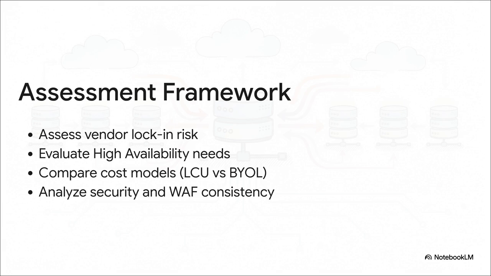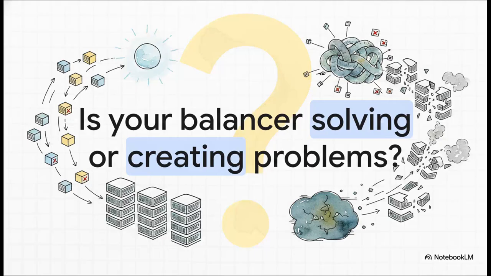Third, look really closely at the cost models. Cloud vendors charge by load balancer capacity units, or LCUs, which scale linearly with your traffic and can literally cost millions at high volumes. Third-party solutions often use a bring-your-own-license, flat-rate model instead. Finally, analyze your security. Do you need one unified security wall that acts the exact same way, regardless of where the server is actually hosted? Ultimately, you have to look closely at your specific stack and weigh that convenience against control.